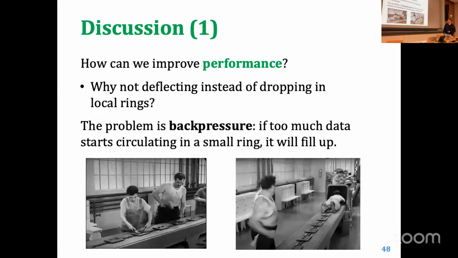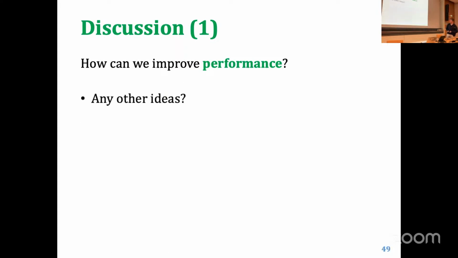Okay, so my answer is that there is something called back pressure, which means that if too much data is coming to a processor, to a core, but the core is too slow, then it won't be able to process data fast enough. So if we don't drop the flit, but we just make it go around in the loop, then the core will just see a lot of flits coming at it. And if it's not fast enough, then the ring will just fill up, and then we will have a livelock situation. So we cannot really deflect in the local rings because they are too small. We have to drop the flits. Do you have any other ideas?